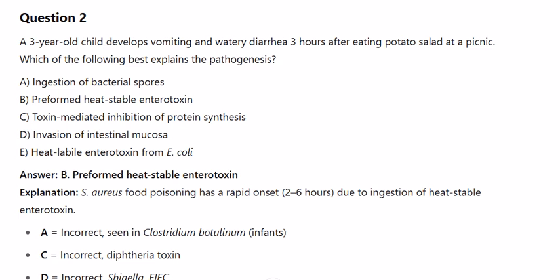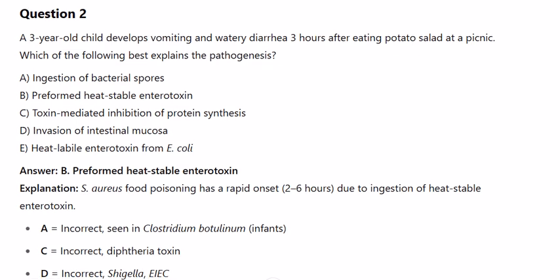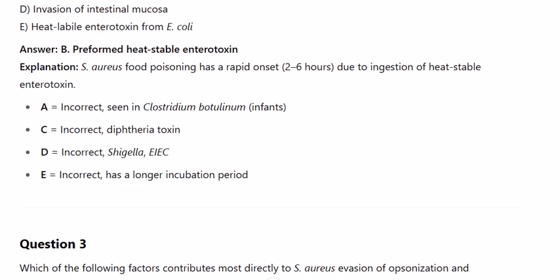Explanation. S. aureus food poisoning has a rapid onset, 2 to 6 hours, due to ingestion of preformed heat-stable enterotoxin. A equals incorrect, seen in Clostridium botulinum. C equals incorrect, diphtheria toxin. D equals incorrect, Shigella. E equals incorrect, has a longer incubation period.